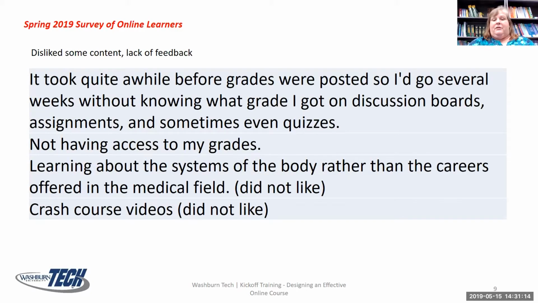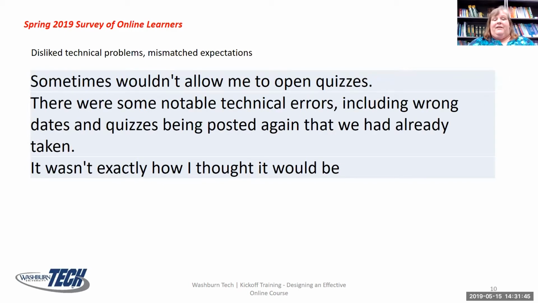So here are some other comments that were from a variety of categories. These are things that either indicate the instructor was not responding in a timely manner or a mismatch of expectations. The student might have thought the course had to do with one thing, and then when they found out they were learning about the systems of the body, that didn't meet their expectations. And then there were some technical problems. D2L wouldn't allow them to open quizzes. There were technical errors, wrong dates, quizzes being posted again. And then one student just said, it wasn't exactly how I thought it would be.